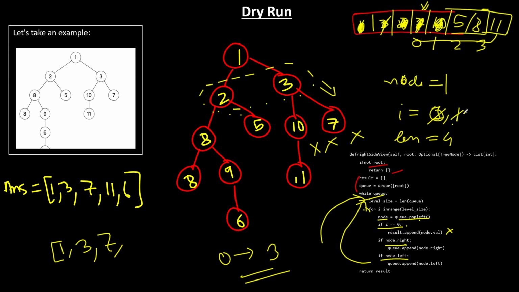Now I becomes 2. This is 5. So appending does not happen. We just take the right value. It does not have a left. It does not have anything, so we just pop it. Nothing else. Now I becomes 3.